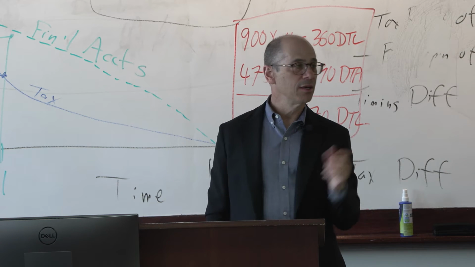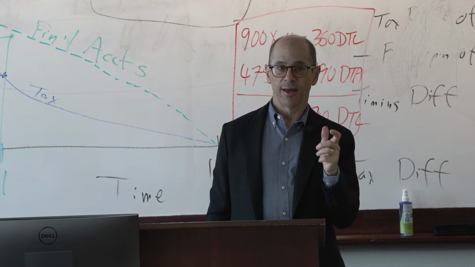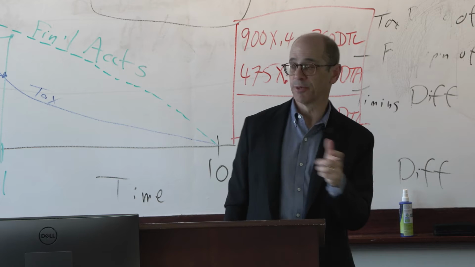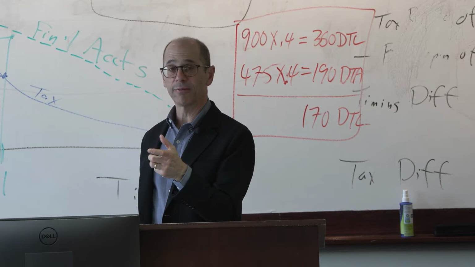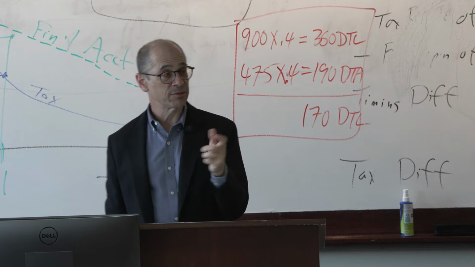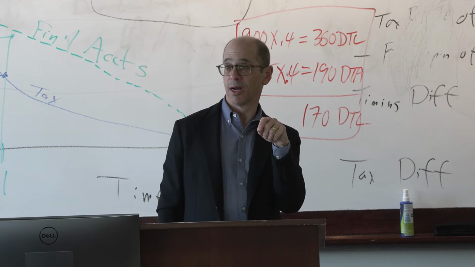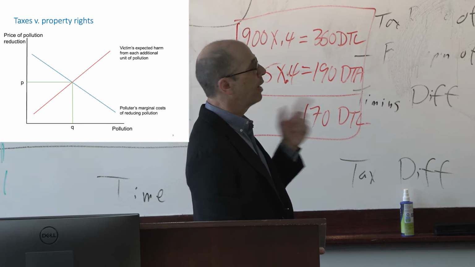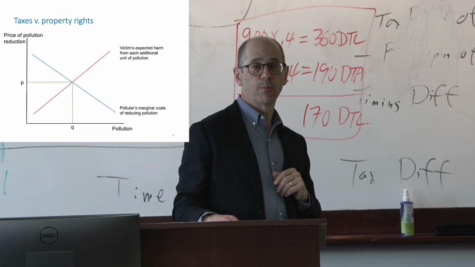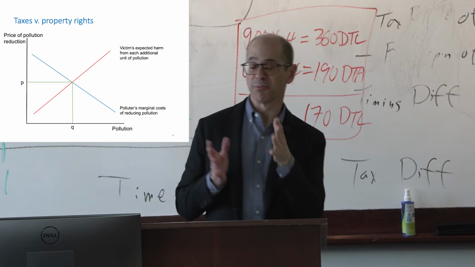The question is, how do a property rights type system and a tax system vary? A property rights system is a quantity system: here's how much pollution we're going to have. And a tax system is a price system: here's the price on the amount of pollution. Now, fundamentally, property systems and price systems, quantity systems and price systems, are the same.